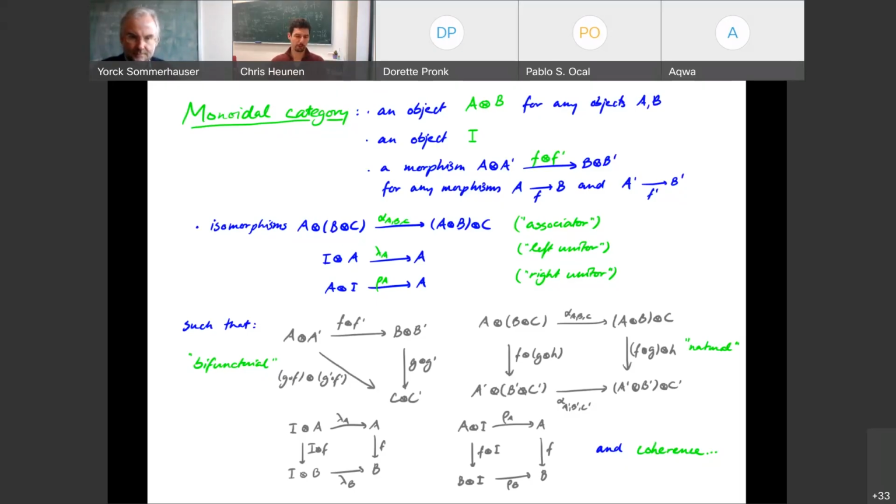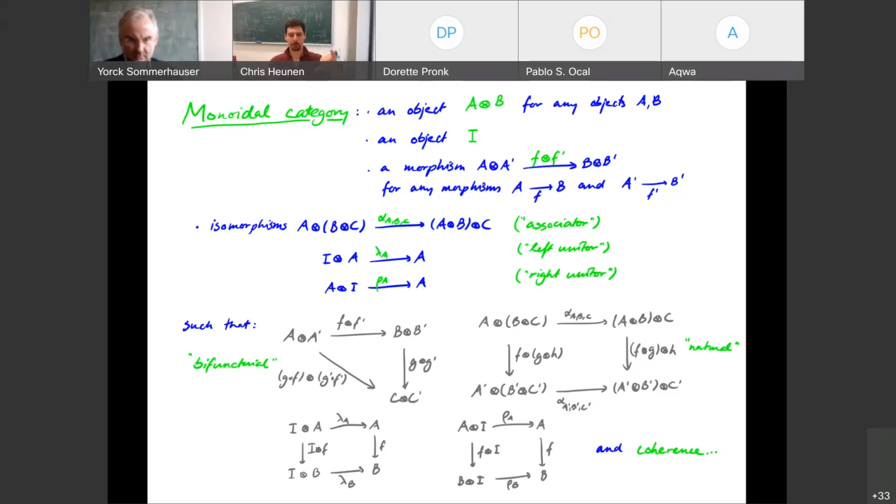So, for example, the bottom left square about the left uniter says that if I have a map from A to B called F, what I could do is tack on an empty system, the tensor unit I, on the left of A and to the left of B. I could do nothing on the I and F on the B, and then forget the empty system on the B. Or I could first forget the empty system on the A and then just do F on the A. That's what that square says, should be the same thing. Same holds for naturality of the right uniter, naturality for the associator. And the gray triangle on this page says that these things have to be bifunctorial.